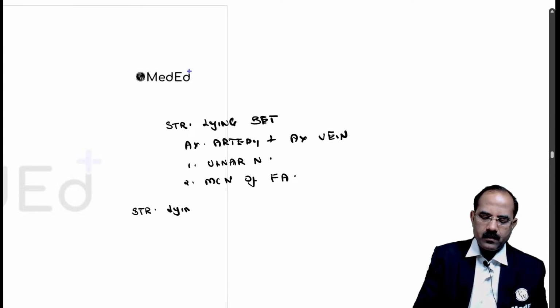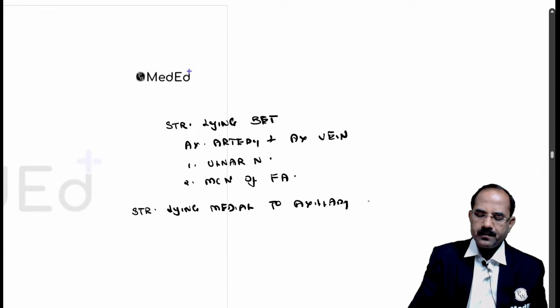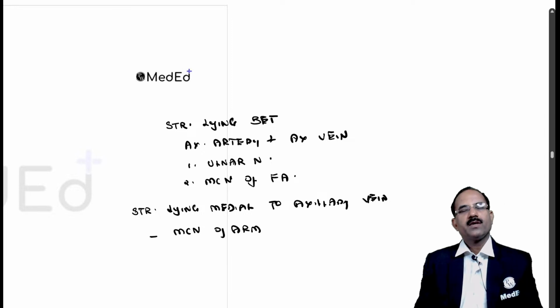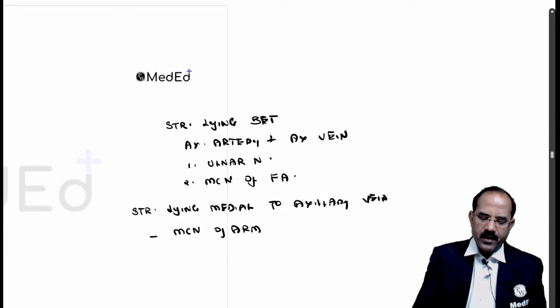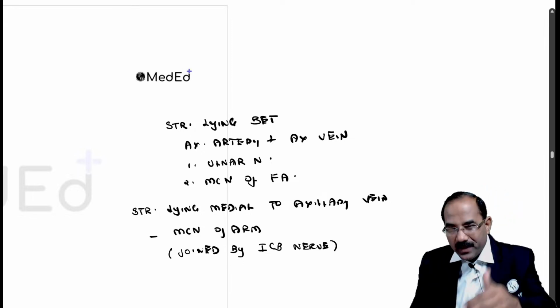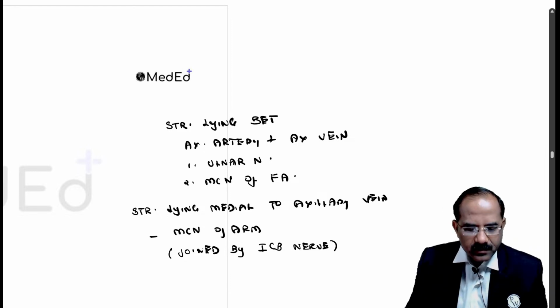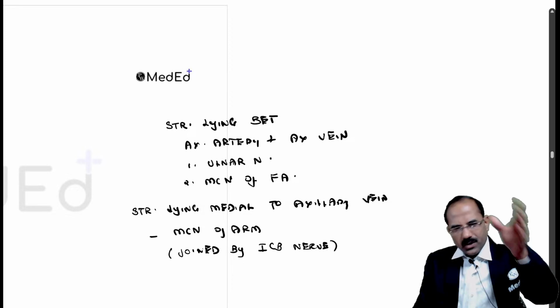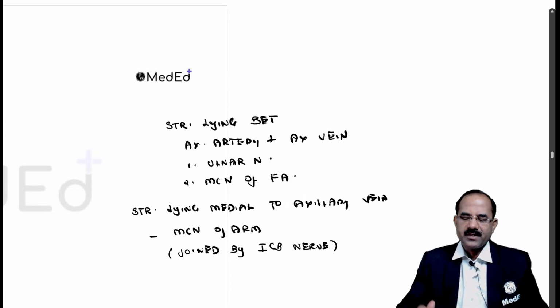Structures lying medial to the axillary vein. The structure lying medial to the axillary vein is the medial cutaneous nerve of arm, which is joined by the intercostobrachial nerve. Another very important MCQ. Just remember this. Whatever points I've told you, students, all points are very important.